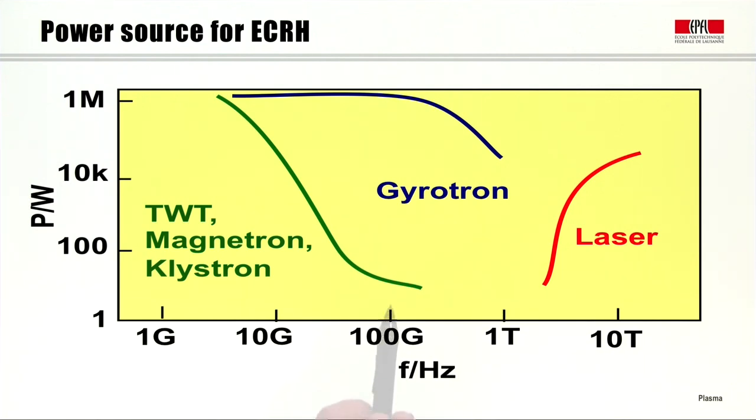100 gigahertz is in this range, where we can see that the power that can be provided by relatively simple and conventional sources, such as the traveling wave tube amplifier, or the magnetron, or the klystron, is actually very, very small. And we're not yet in the frequency range where lasers can provide power. So what can we have as a source? We have something that's called a gyrotron. That's typically the source that covers the 100, 150, 200 gigahertz range of frequency.